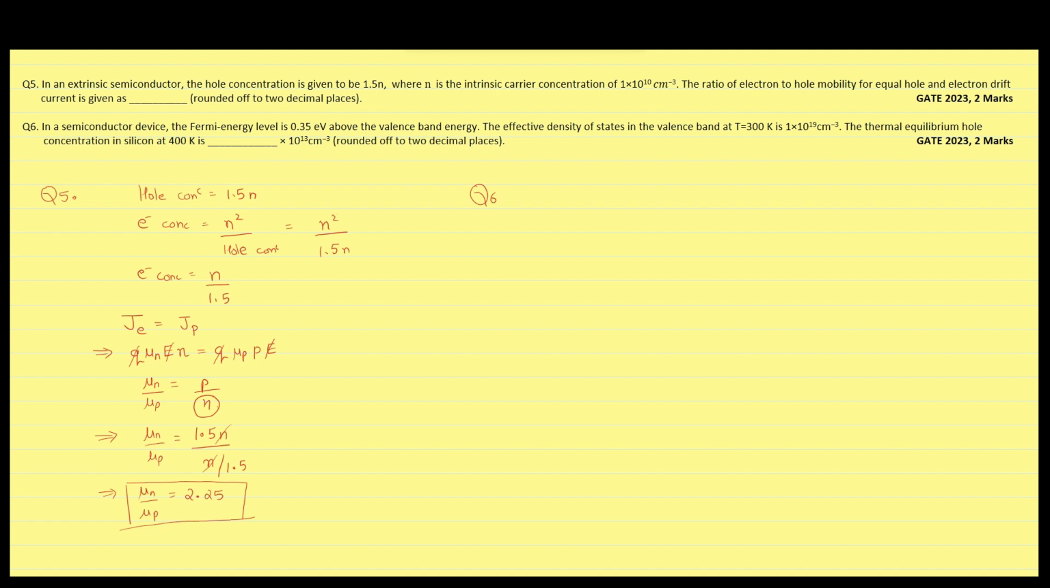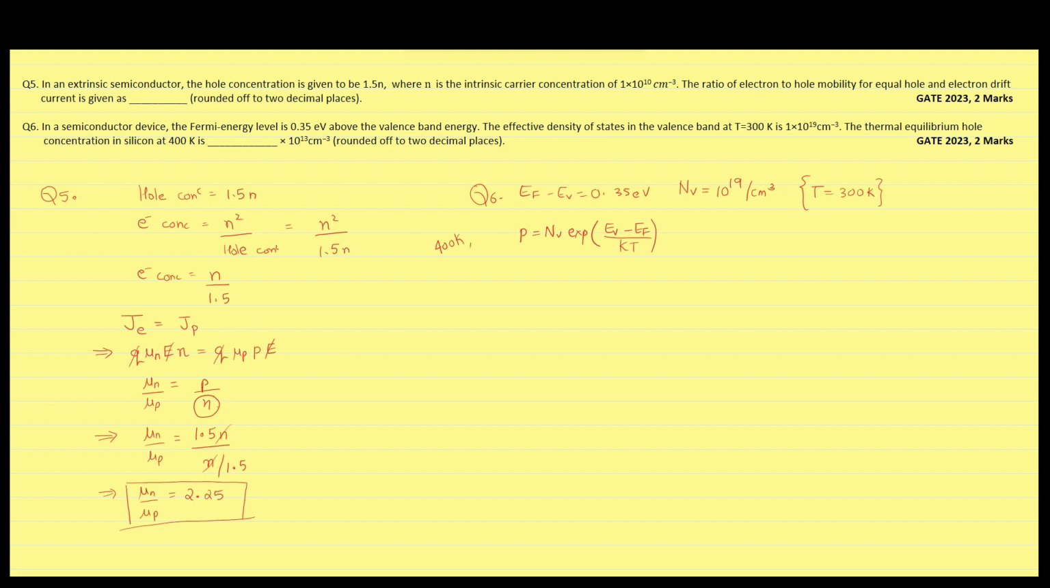For question 6, we have EF minus EV equal to 0.35 electron volt, effective density of states in valence band to be equal to 10 raised to the power 19 per centimeter cube. We have a formula for finding the hole concentration, which can be written as... now, the important point that you have to remember is the effective density of states is provided at 300 Kelvin, but we are supposed to find the hole concentration at 400 Kelvin.